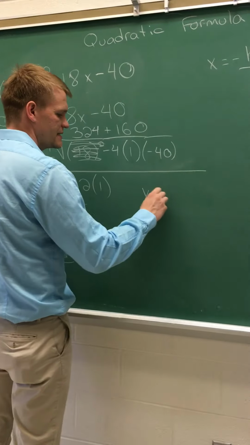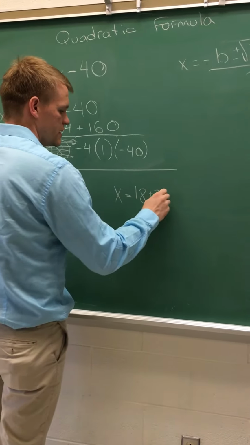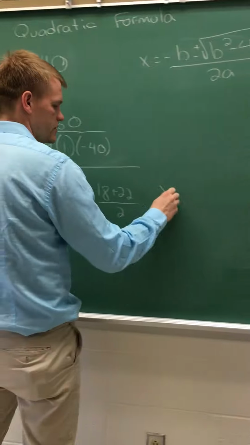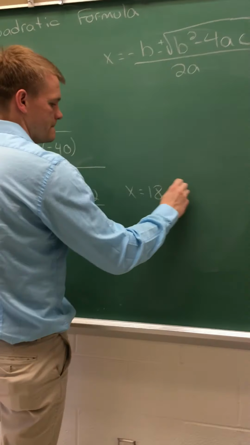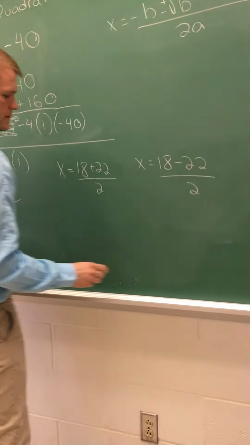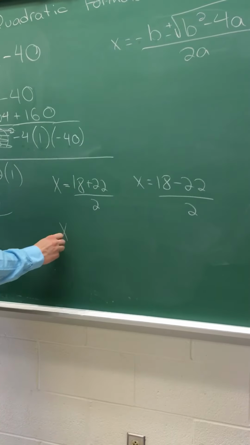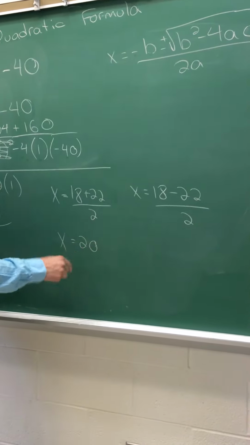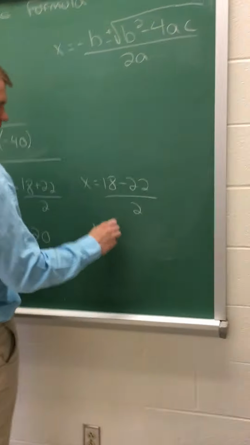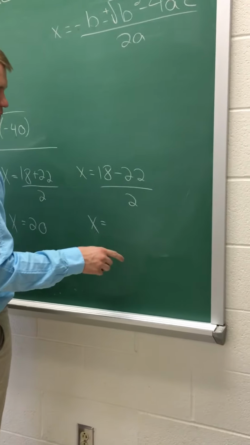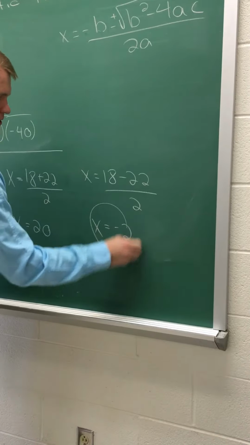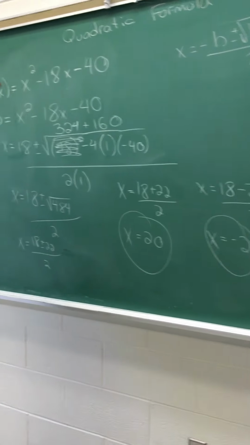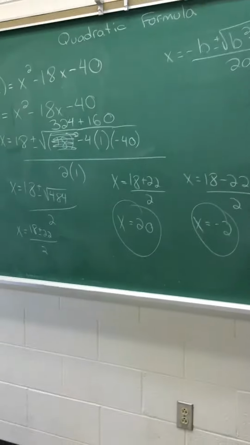So we're going to do x equals 18 plus 22 over 2, and x equals 18 minus 22 over 2. 18 plus 22 is 40. 40 divided by 2 is 20, so that's my first answer. 18 minus 22 is negative 4. Negative 4 divided by 2 is negative 2. So this gives me two solutions, and those two solutions are 20 and negative 2.